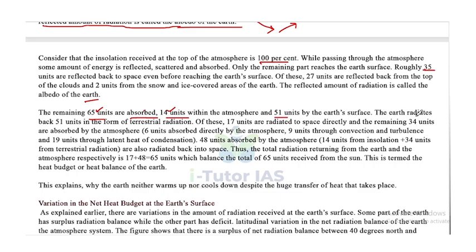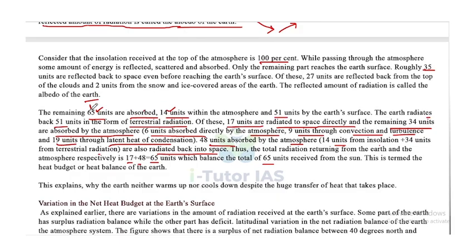The Earth radiates back 51 units in the form of terrestrial radiation. Of these, 17 units are radiated to space directly and the remaining 34 units are absorbed by the atmosphere. That is 6 units absorbed directly by the atmosphere, 9 units through convection and turbulence, and 19 units through the latent heat of condensation. 48 units are absorbed by the atmosphere, that is 14 units of insolation plus 34 units from the terrestrial radiation, and are also radiated back to space. Thus, the total radiation returned from the Earth and the atmosphere respectively is 17 plus 48, that is 65 units, which balances the total 65 units.